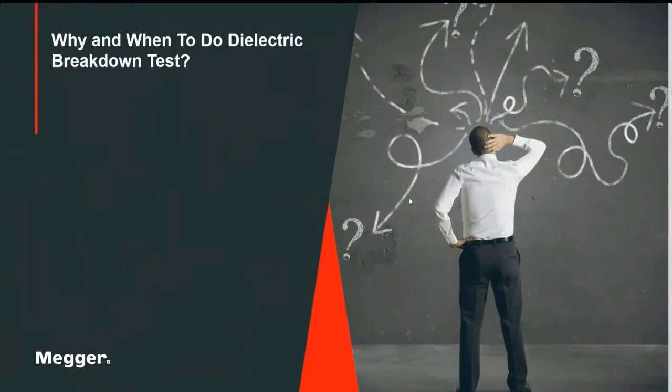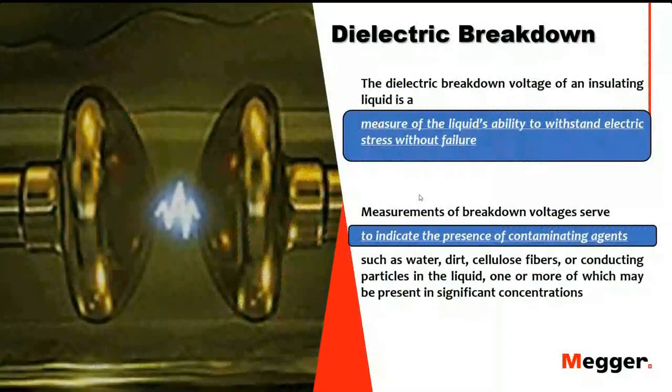So when and why do we do this dielectric breakdown test? Dielectric breakdown is a measure of the liquid's ability to withstand electrical stress without any failure. Meaning we are injecting high voltage and seeing how the oil performs, to check the quality of the oil using high voltage injection. This is to check the presence of contaminating agents in the oil.